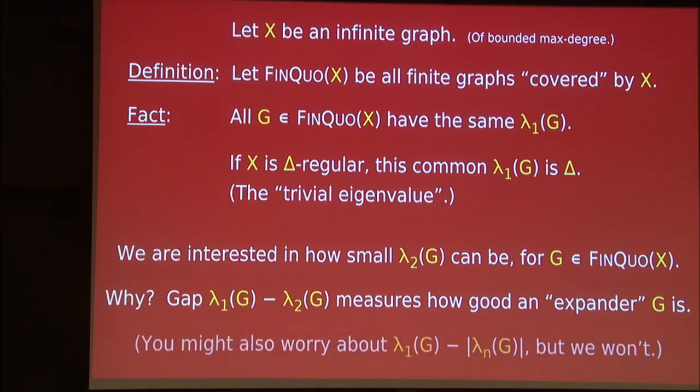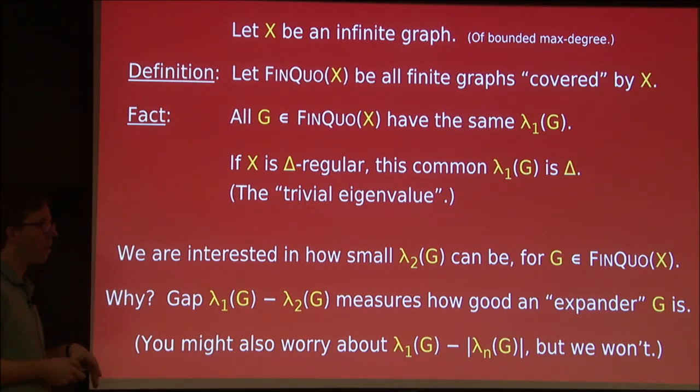If you're really into the expansion, you might also worry about how close the magnitude of the smallest eigenvalue is to lambda 1 of G. But then if you worry about that, you can't consider bipartite graphs. So let's just not worry about this. I'm just going to focus only on lambda 2 being small compared to lambda 1.